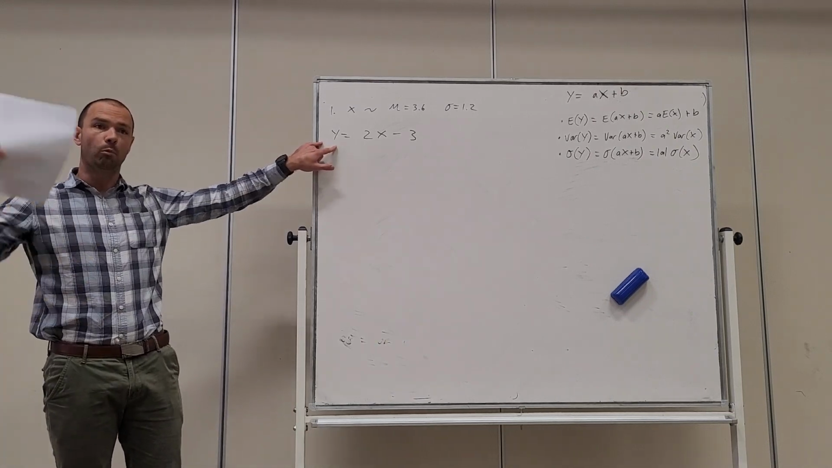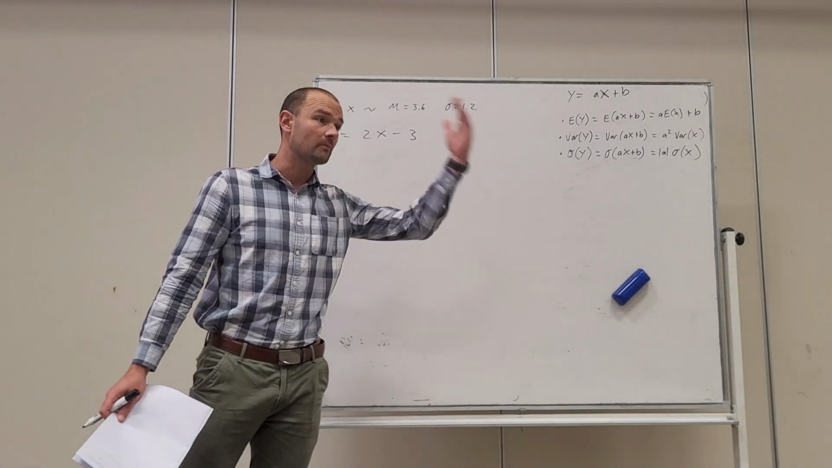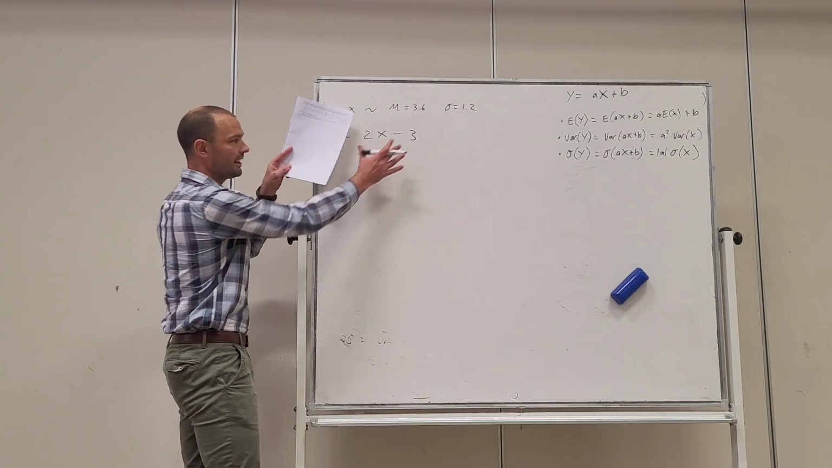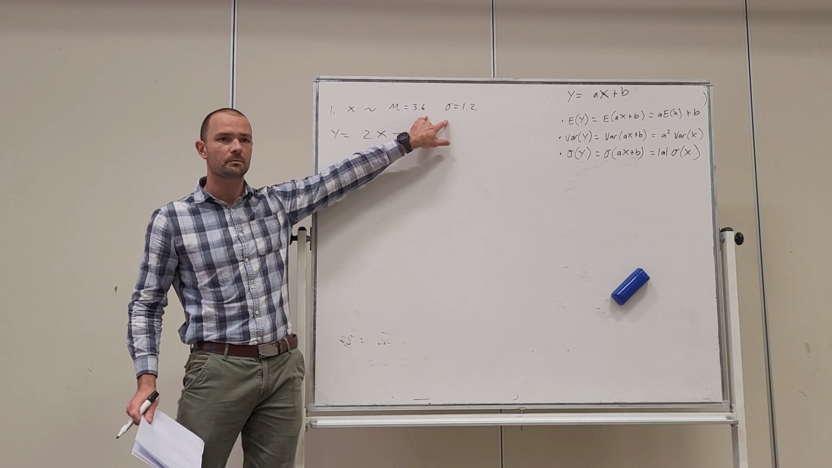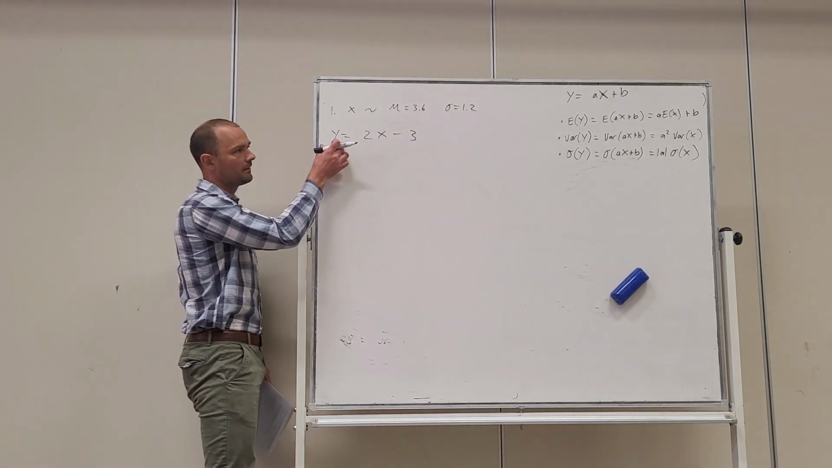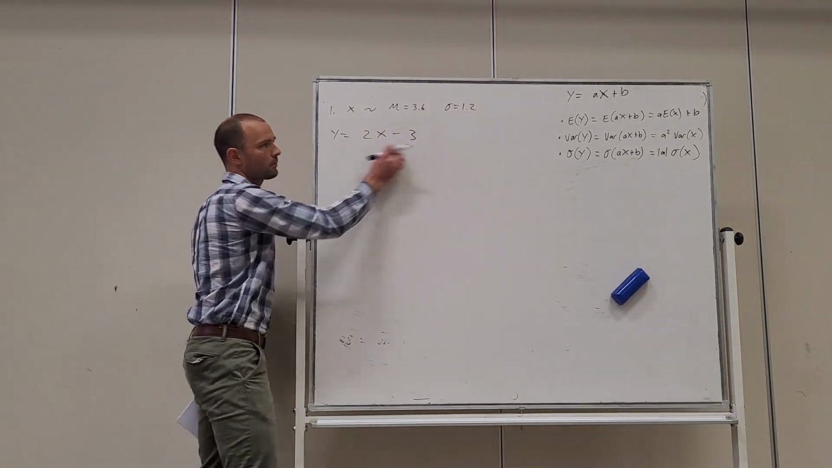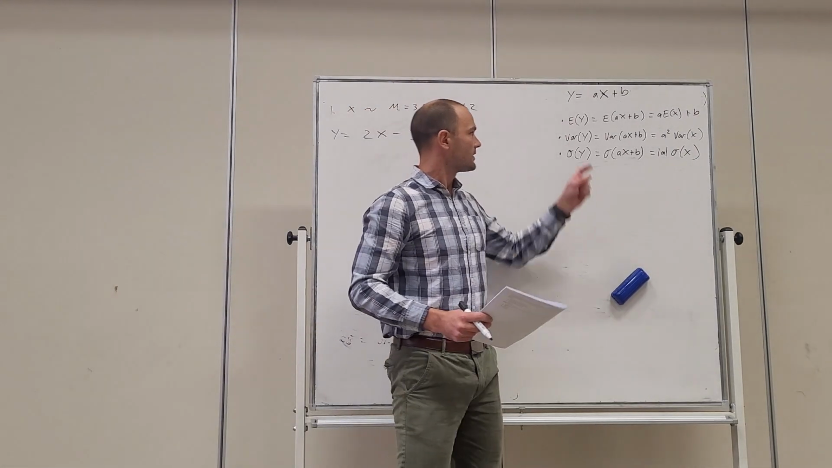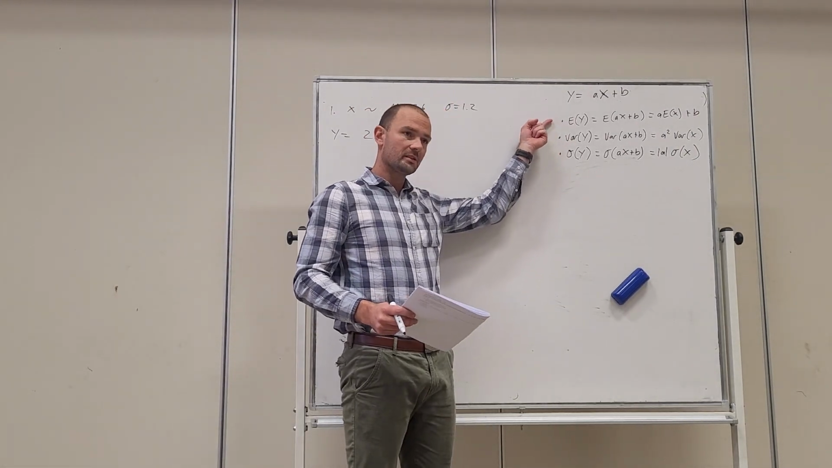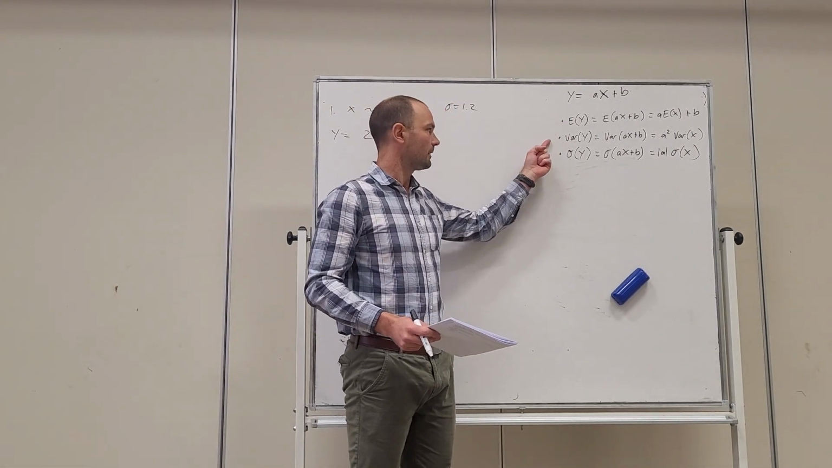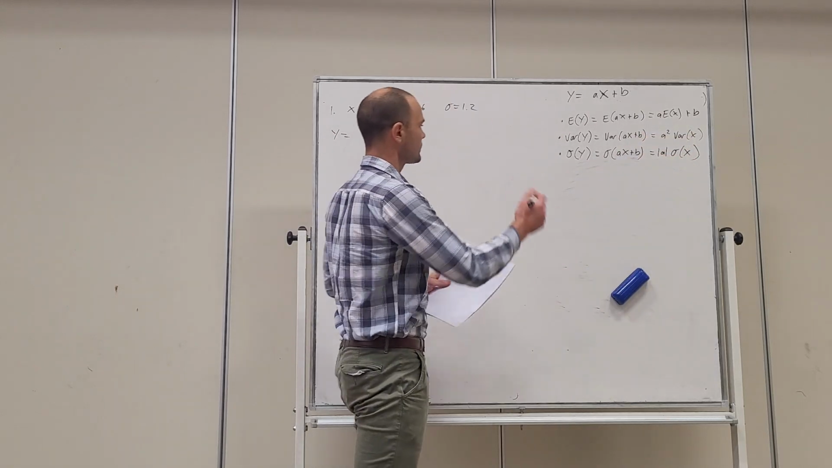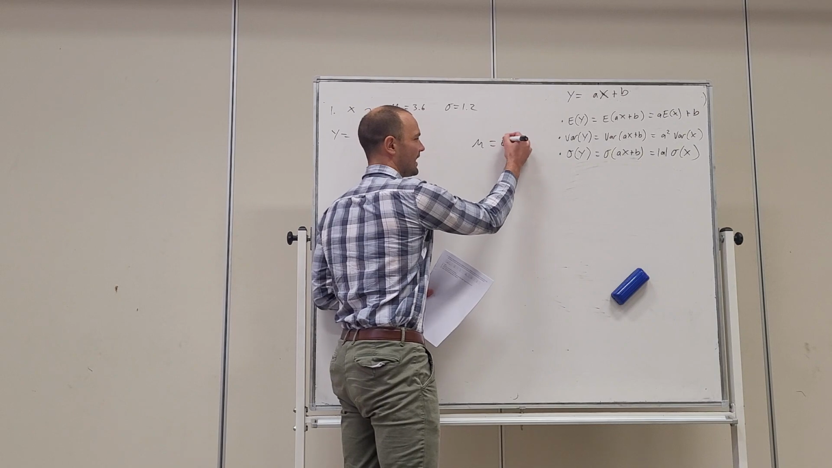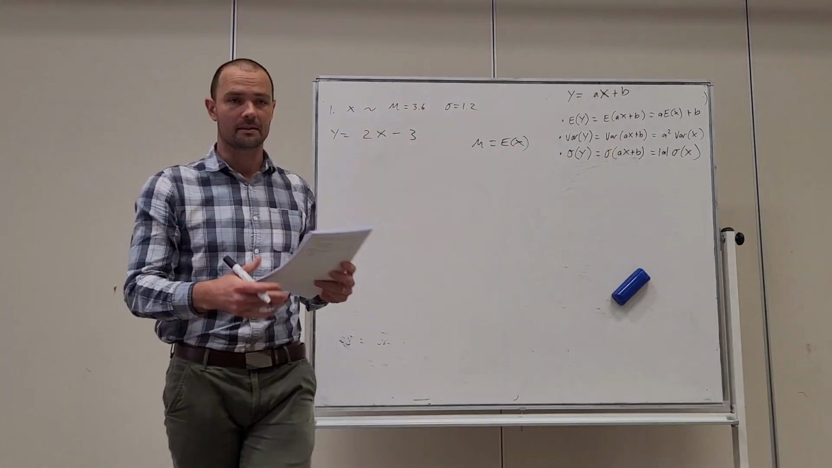Now, y is another random variable that has a linear relationship with x. So x is a random variable with these properties, and y is a random variable that is related to x with these properties. That means we can know the expected value of y, the variance of y, and the standard deviation of y using these formulas. I'll also point out that remember the mean and the E of x are the same thing.